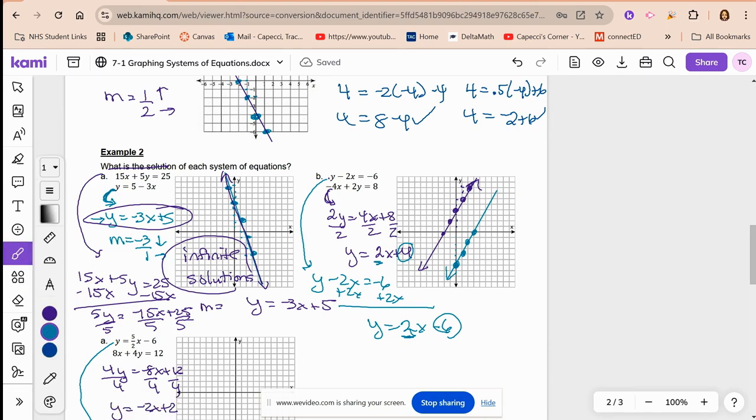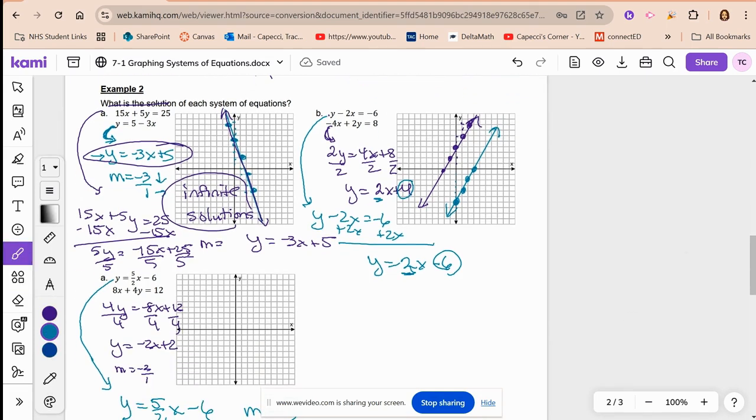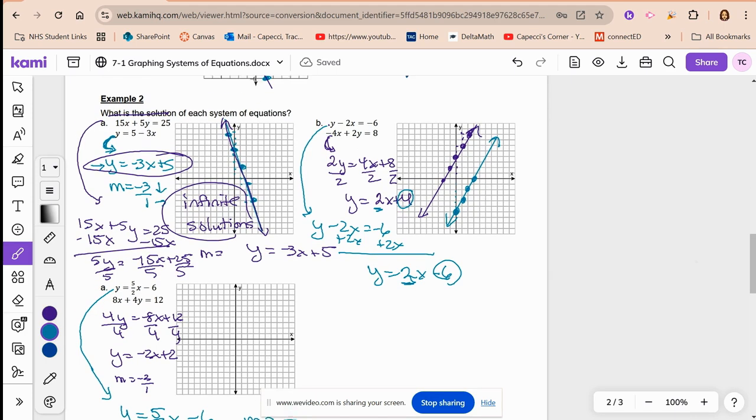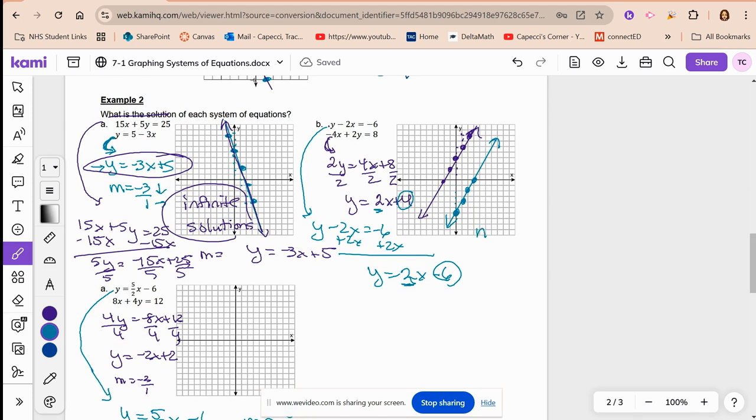Okay, and you notice that, again, we have parallel lines. So what is the solution there? We don't have a solution, right? So there's no solution because they don't touch at all. So you have to make sure you add that. You have no solutions. Those lines are not going to touch.